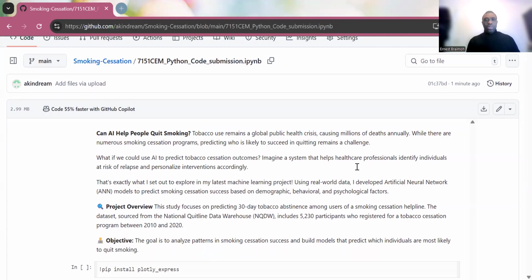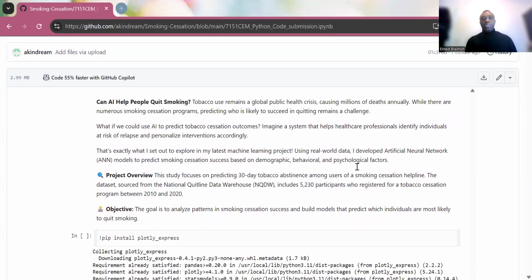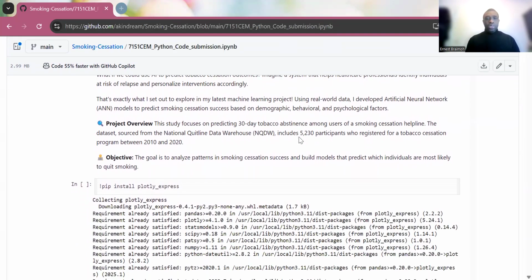So what I did was I got a data set from the National Quitline Data Warehouse, and it was from 2010 to 2020. I split the data set into two: from 2010 to 2016, then from 2017 to the end.